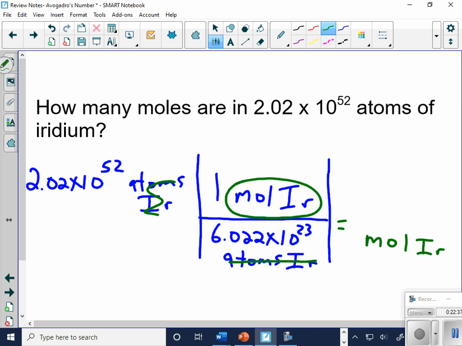Now, like I said before, as I'm looking at this, 52 minus 23 is what? 19? Does that sound right? 52 minus 23 is 19.